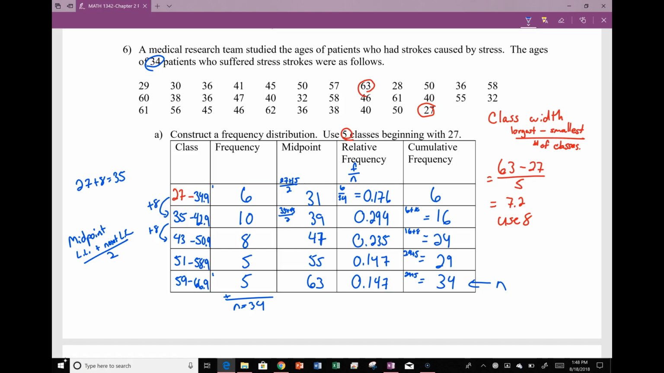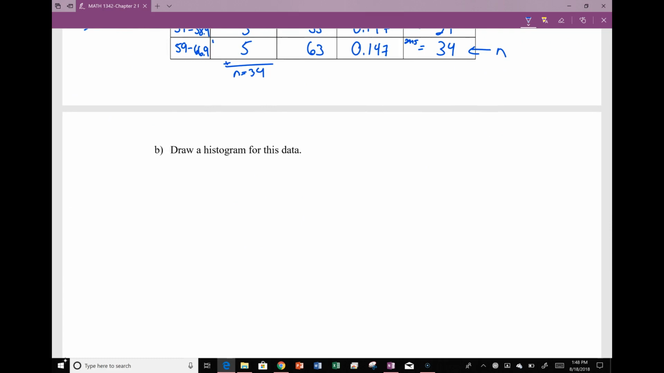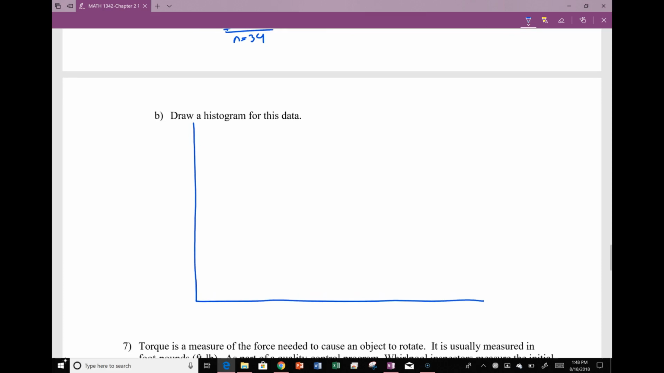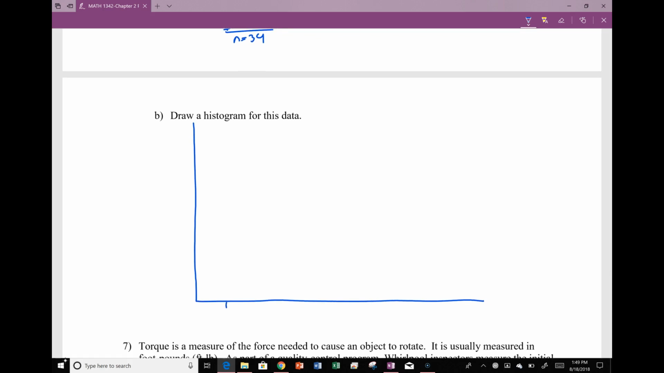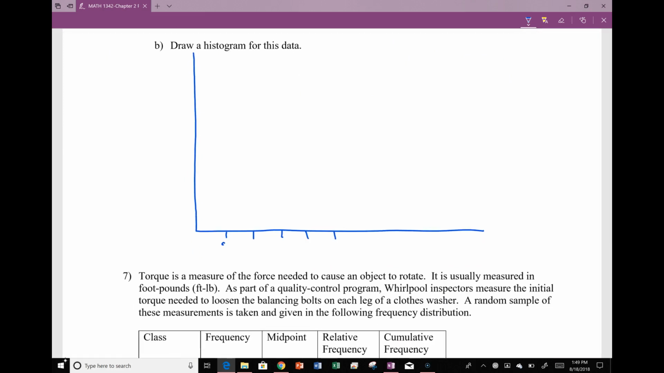Most of the time, the purpose of constructing this frequency distribution is so that we can make all of our graphs and be able to visually represent this data. So the first graph that we're going to make is a histogram based on the data that we just calculated. So I'm going to go ahead and draw my vertical axis and my horizontal axis. For a histogram, recall that I'm going to use my lower class limits here on my x-axis. So my first lower limit was 27. So I'm going to put a 27.